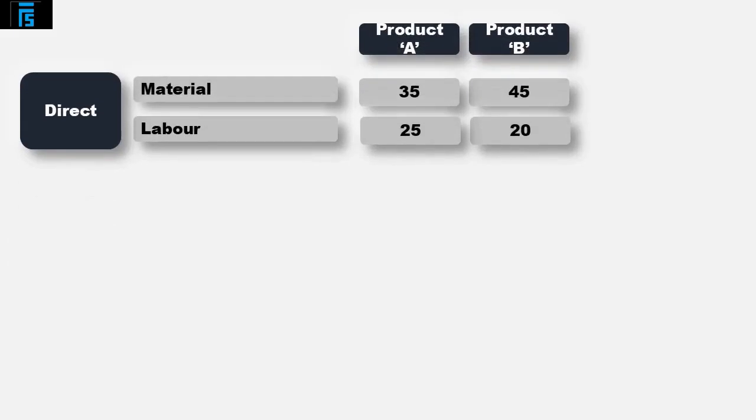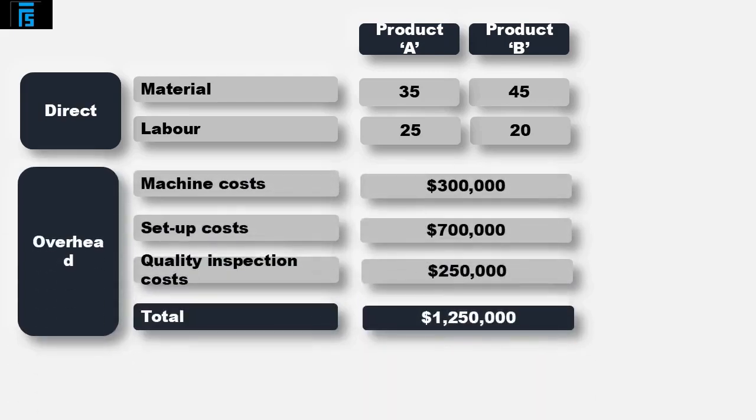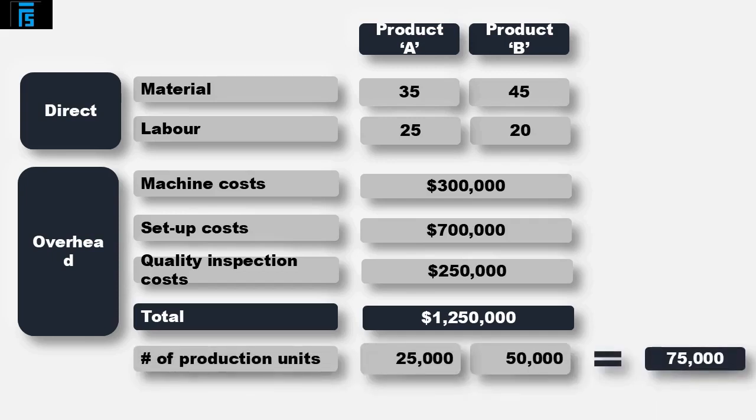Let's calculate the cost per unit under absorption costing. The material and labour costs for both product A, 35 and 25, and product B, 45 and 20, have been given to us in the question. These are the direct costs. The overhead totals 1.25 million. Using absorption costing, the total overhead will be absorbed on the basis of the total number of units produced by the company. Product A has 25,000 units of production, and product B has 50,000 units of production, meaning a total number of units equaling 75,000.